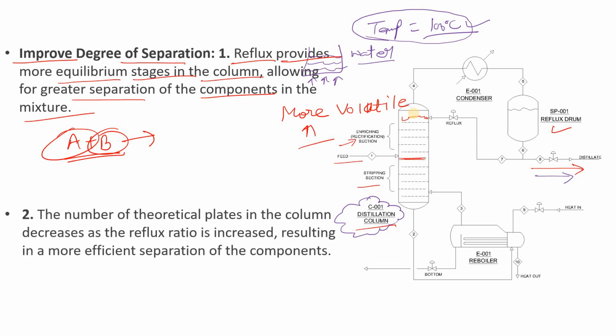As well as what happens, whenever we add the reflux, the number of theoretical plates in the column decreases. Let's suppose if you are not adding the reflux, at that time the theoretical plates were X. But when you add the reflux, your theoretical plates will be less, let's suppose Y, and X is greater than Y. So simply it will decrease your cost.